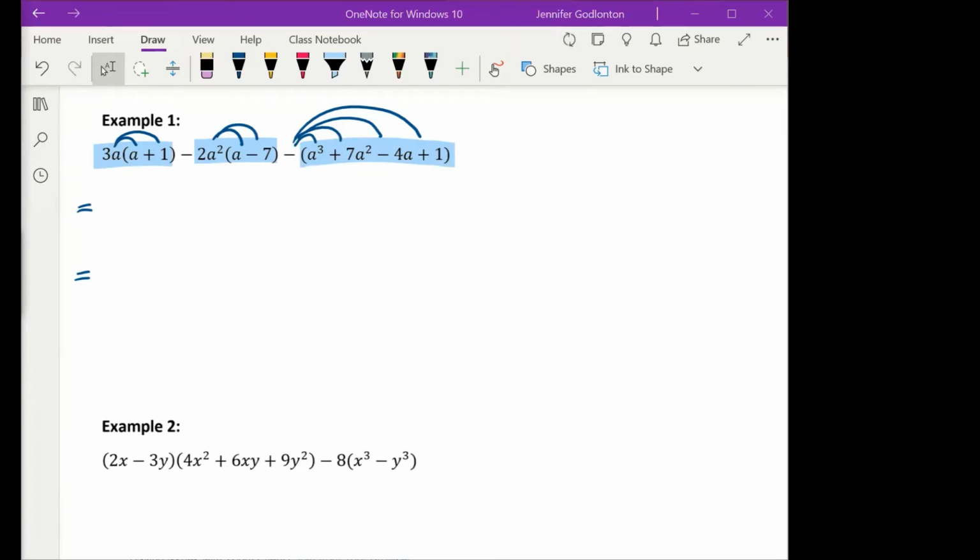Ma'am, in the third term, is there a variable in front of that bracket? It's just a negative sign. Oh, it's just a negative sign. Just a negative sign, so you're just multiplying everything by a negative. Ma'am, in the second term, do we take the minus sign with it? You absolutely do. Yeah.